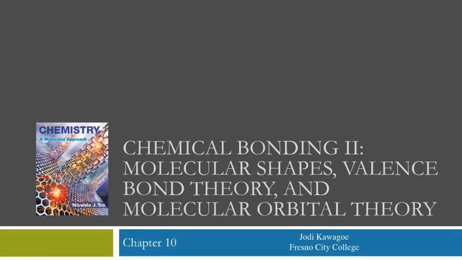So chapter 10, chemical bonding 2. So chapter 9 talks about the Lewis model. Here we're going to talk about shapes of molecules and two other bonding theories, valence bond theory and molecular orbital theory.